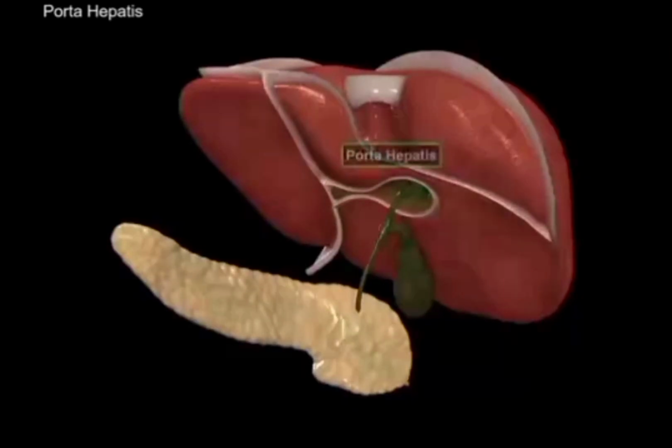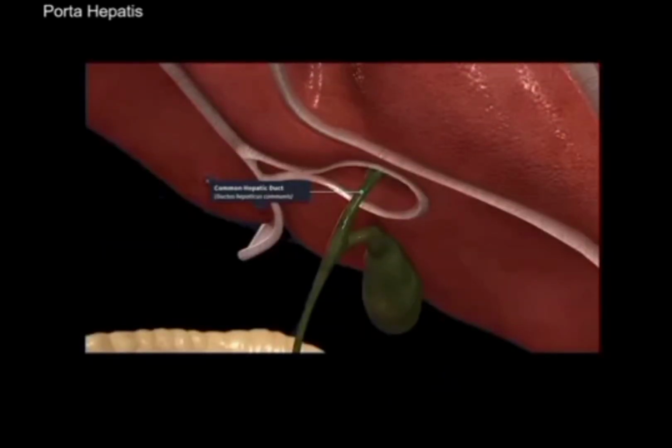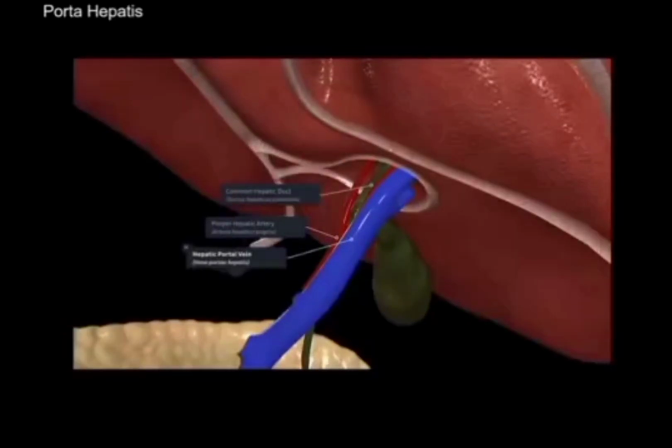As we said earlier, the porta hepatis, or the transverse groove, is a short, deep depression. And there are a few things that go in and out from this place. The most noticeable structure is the common hepatic duct, but you will also find the hepatic portal vein and the hepatic artery proper going into the liver through the transverse groove as well.